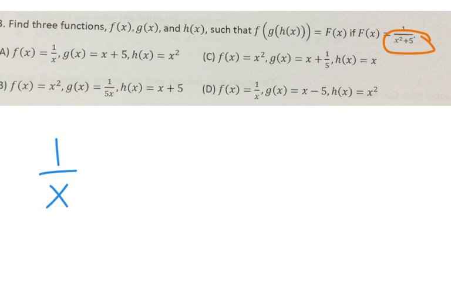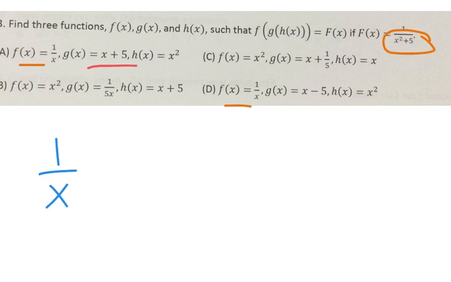So I'm starting on the outside with 1 over x. So I know it's A or D from the get-go. Well, if those are my only choices, look at the next part. It's either x plus 5 or x minus 5. Which one of those do you see? Hopefully you see plus 5. But there's not a minus in that problem.